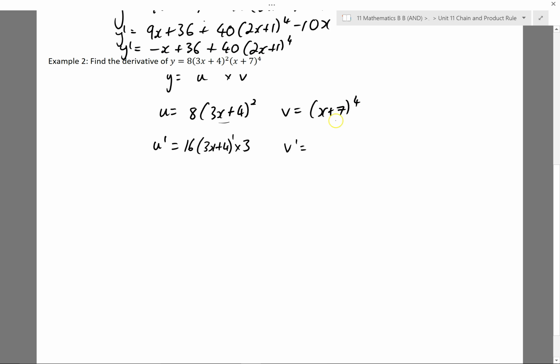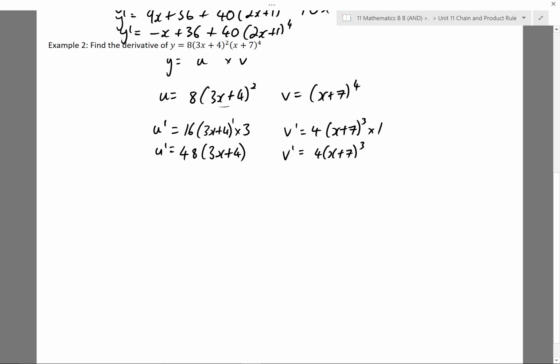Looking at v dash, multiply by 4, reduce the power by 1, and multiply by the derivative of x plus 7, which is just 1. So I'll just tidy these up. 3 times 16 is 48, (3x plus 4). And v dash is just 4(x plus 7) all cubed. Okay, so from here I can write my rule for the derivative.